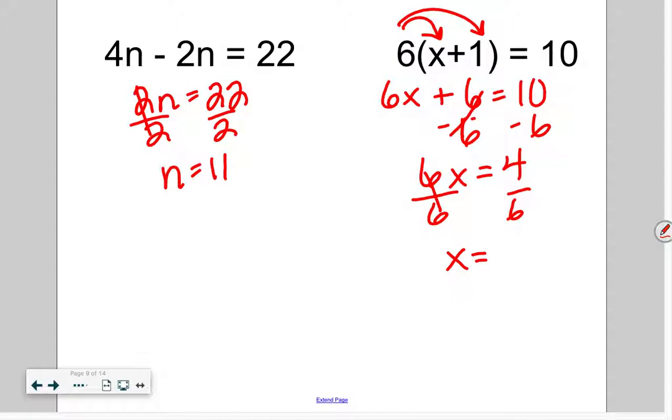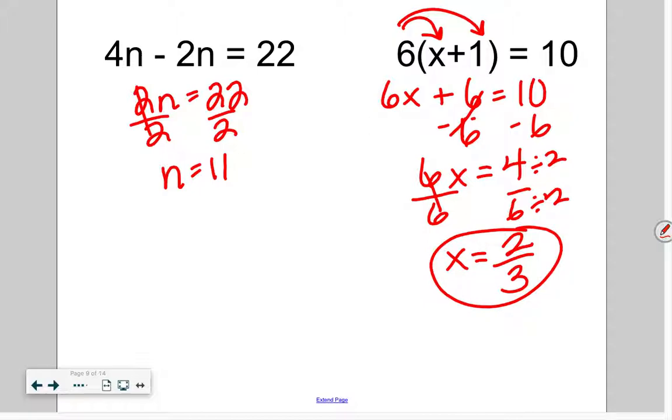in lowest terms. Do you see how it's already a fraction? We just need to reduce. So what can 4 and 6 both be divided by? 2. 4 divided by 2 is 2, and 6 divided by 2 is 3. So just leave it as x equals 2/3.